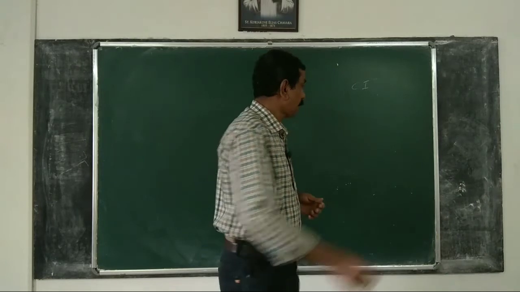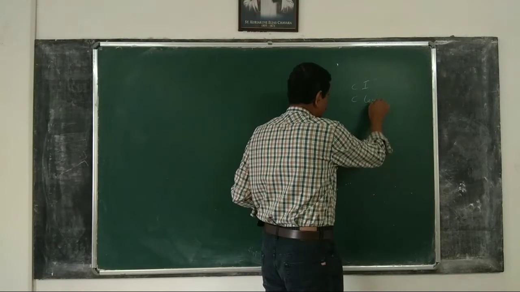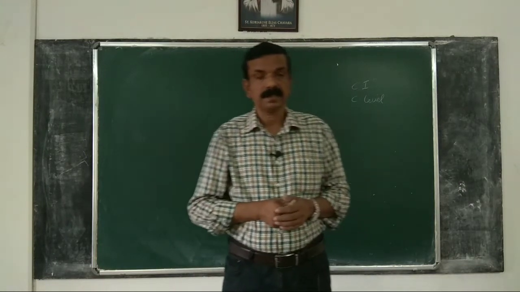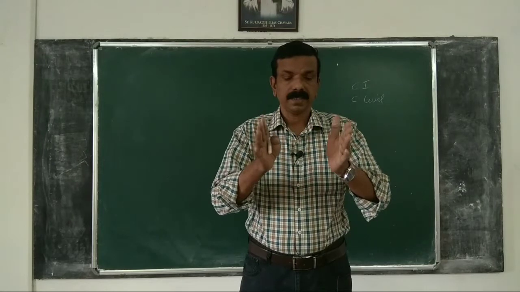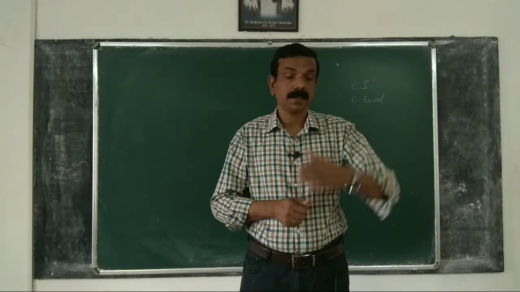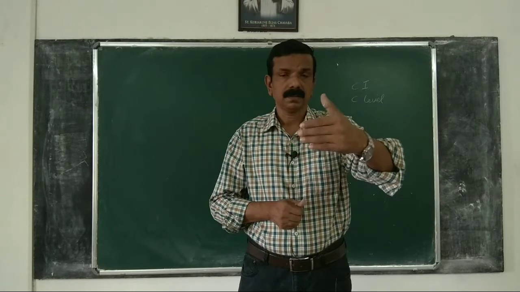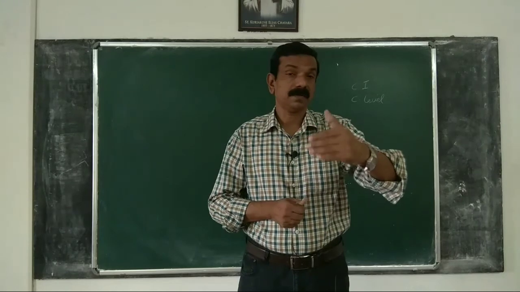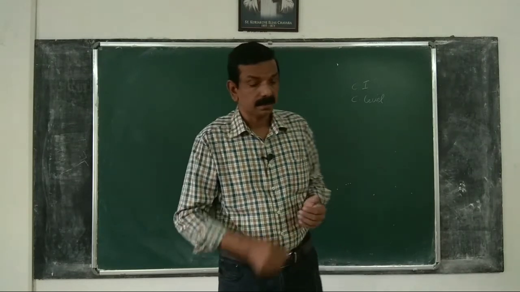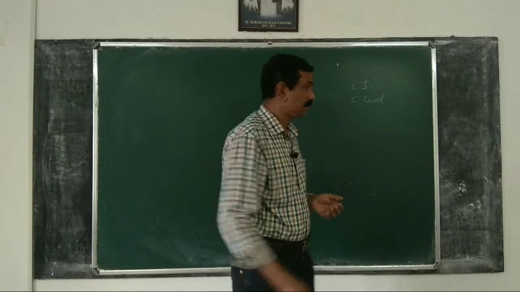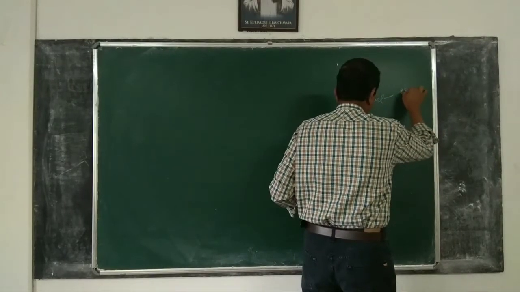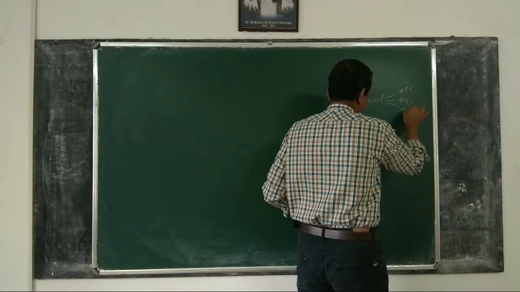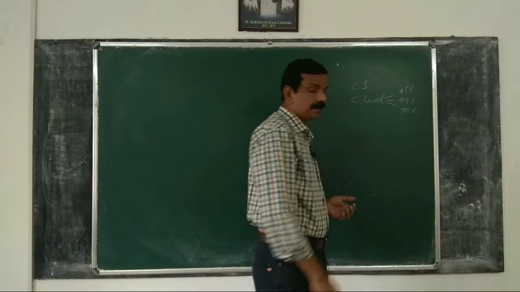Second is confidence level. That is the confidence we have that the parameter lies in the confidence interval, such as say 95%, 90%, 99%, etc. Confidence level.